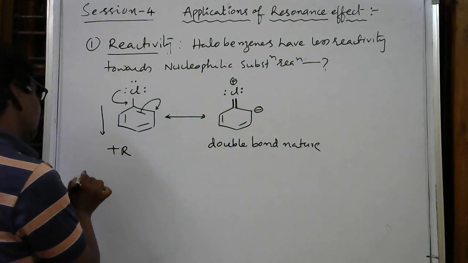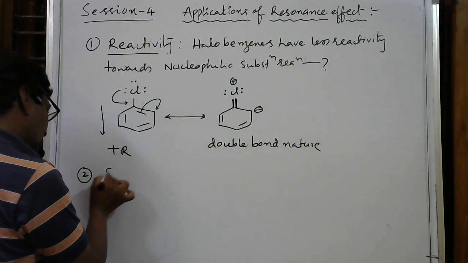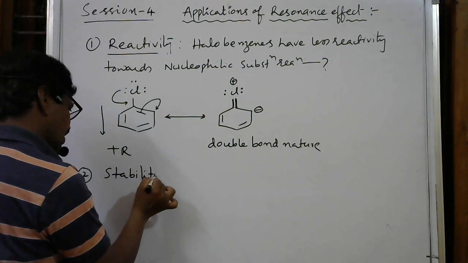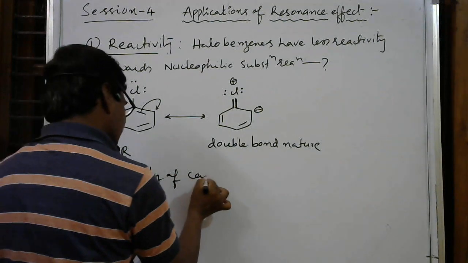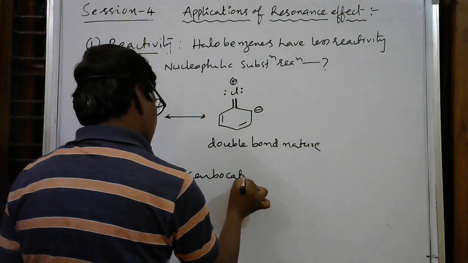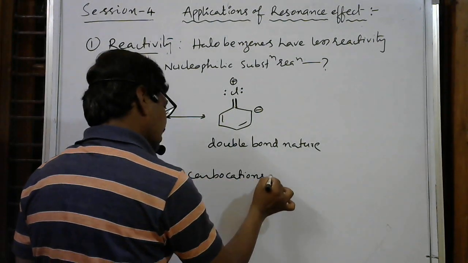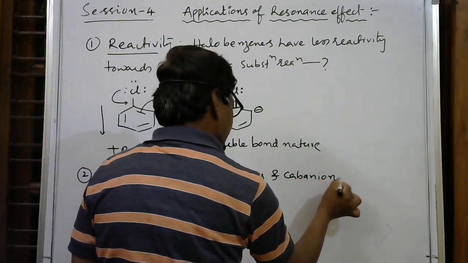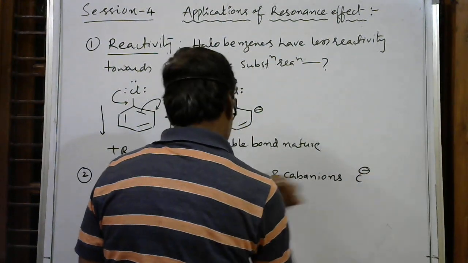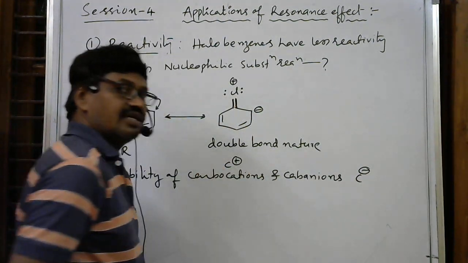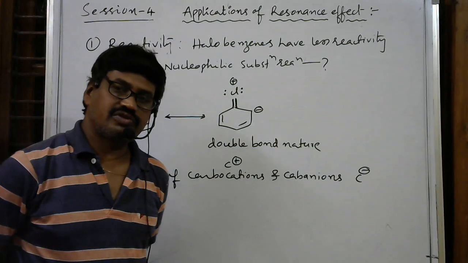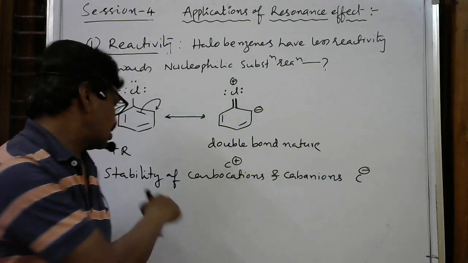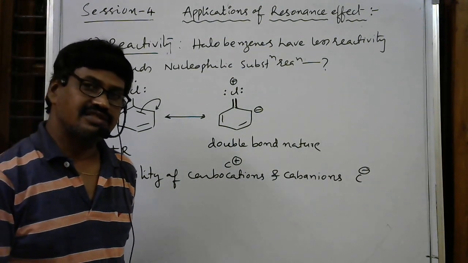Then the second application is the stability of intermediates: stability of carbocations and carbanions. Carbanions are negatively charged ions, and a carbocation is nothing but a carbon with a positive charge. In the inductive effect also, we have discussed applications, including the stability of carbocations and carbanions.